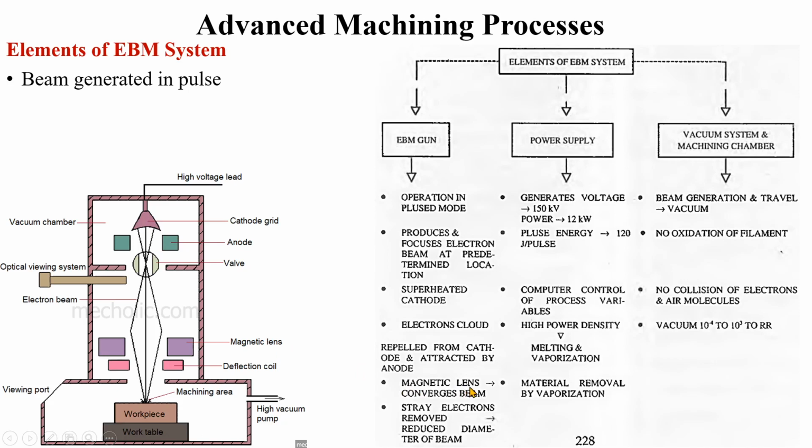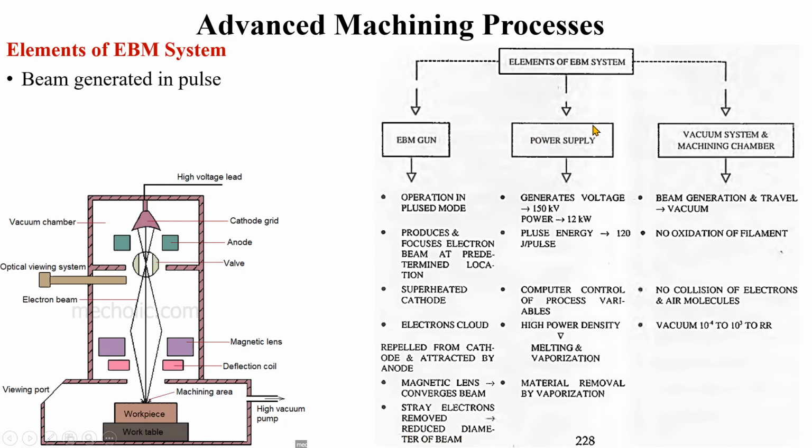And we have a magnetic lens, which is used to converge the electron beam onto the workpiece. And stray electrons are removed to reduce the diameter of the beam. Here stray electrons are the electrons which are not within the beam, and they can be removed using the diaphragm, by which the diameter of the beam can be reduced.